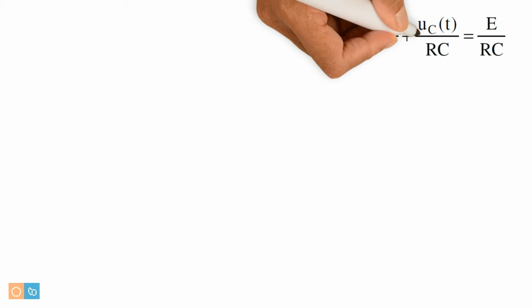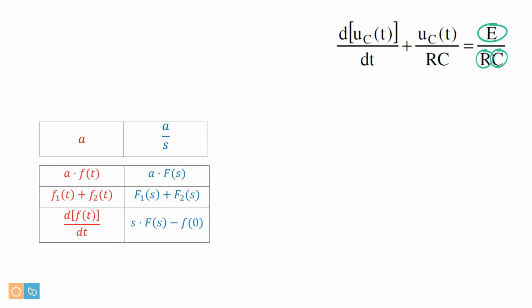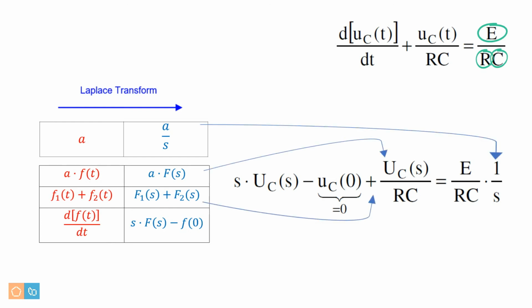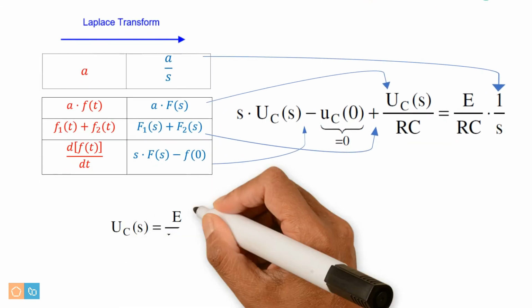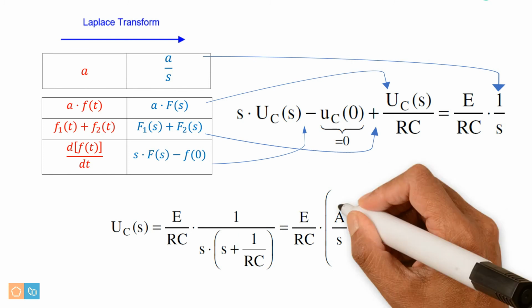You already know that the forced response of a first-order RC circuit is defined by this equation, where E, R, and C are constants. Applying the Laplace transform to both members of the differential equation, we get the following algebraic equation, where, obviously, we no longer have derivatives of UC. This equation can be rewritten in this manner. But then, how do we determine A and B?